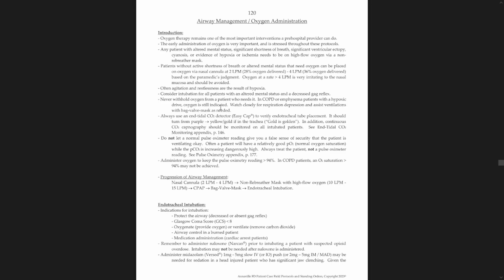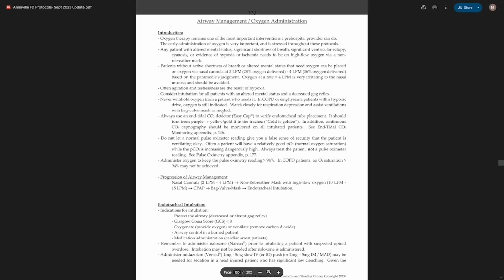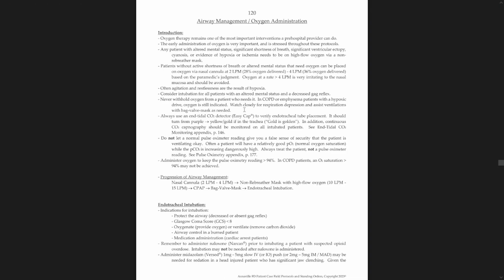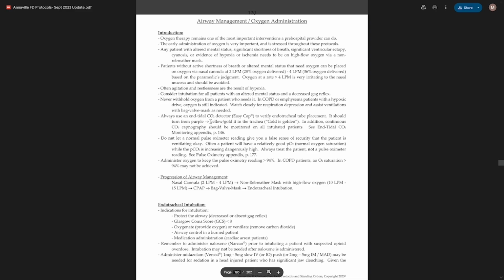Never withhold oxygen from a patient who needs it. In COPD or emphysema, patients with a hypoxic drive, oxygen is still indicated. Watch closely for respiratory depression and assist ventilations with a BVM as needed.